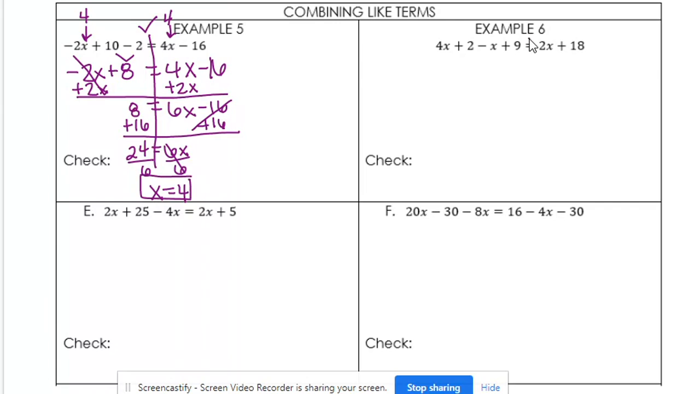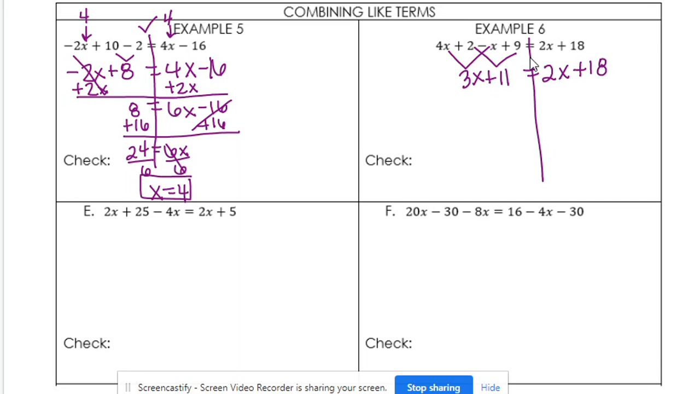Number 6. Do we have any grouping symbols? No. Do we have like terms on the same side that we can combine? Yes. We can combine 4x and negative x. 4x and negative x is 3x because it's like 4x minus x. So if you have 4x's and you take one away, you have 3x. We can also combine these constants, positive 2 and positive 9, which gives us a positive 11. And then we're going to bring everything else down.